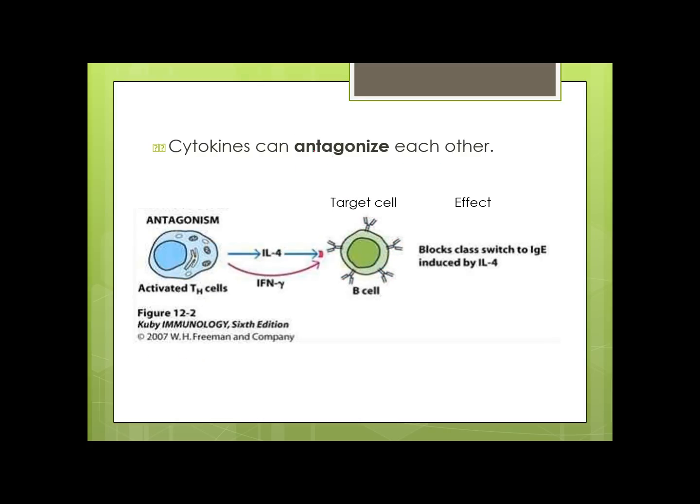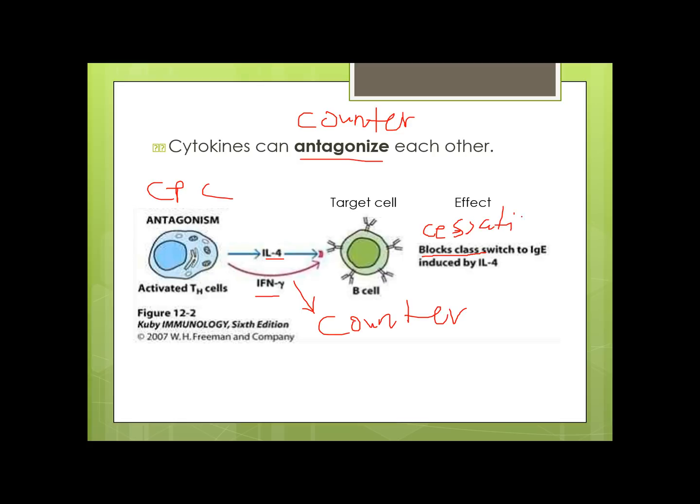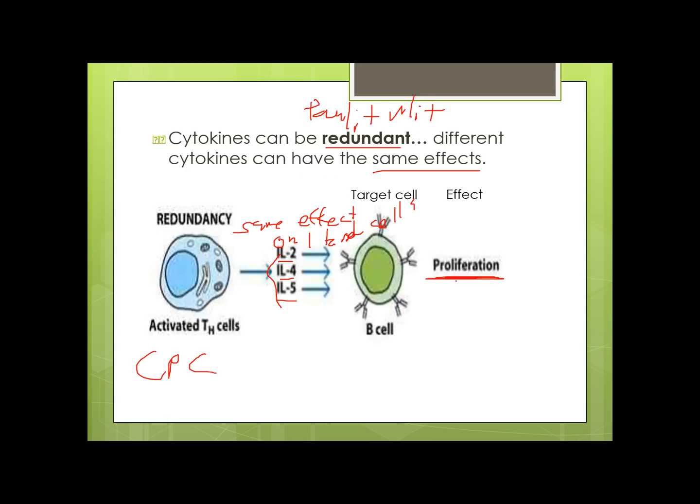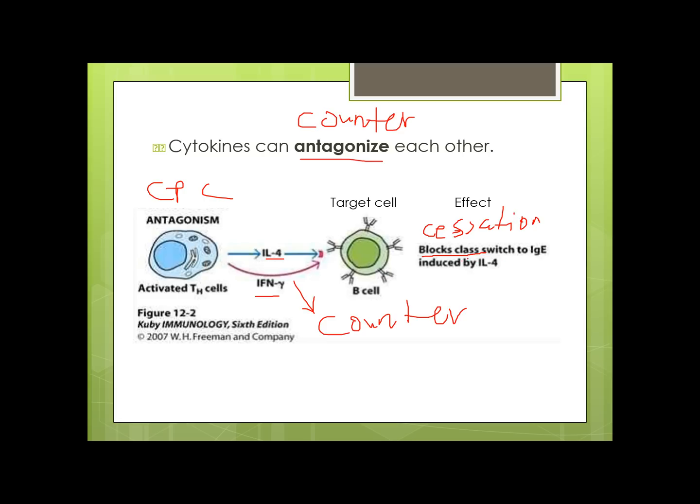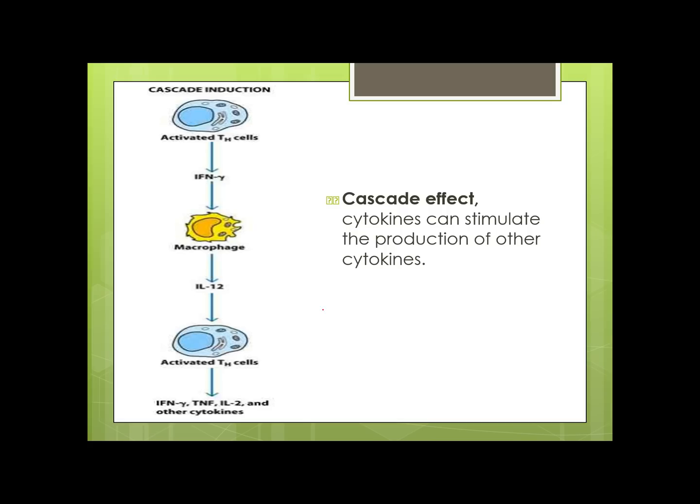Then they could also antagonize one another. When you say antagonize, they would counter one another. An example of this, let's say, ito ulit yung cytokine producing cell nyo. Activated T helper will produce interleukin 4 and interferon gamma. Now here, interferon gamma would counter interleukin 4. It would counter interleukin 4 causing the blockage or the cessation or the stoppage, stop niya. It would stop interleukin 4 from inducing a class switch to IgE. So that's your antagonize.